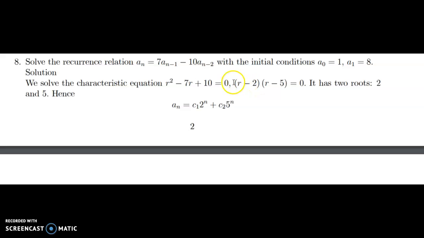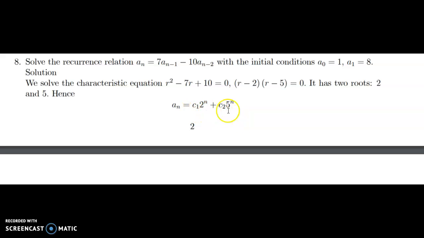Zero product property means R minus 2 is 0, which gives R equals 2, or R minus 5 is 0, so R is 5. Because the characteristic equation has two different zeros, 2 and 5, the theorem says any sequence that satisfies this recurrence relation has nth term given in this form: some coefficient C1 times 2 to the n plus another coefficient C2 times 5 to the n.